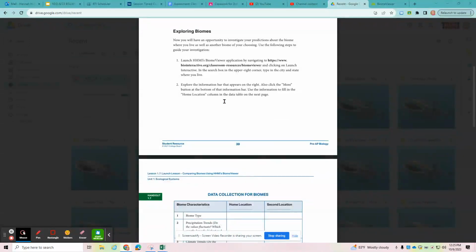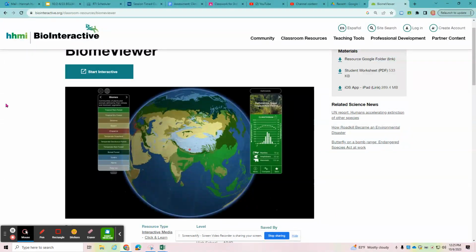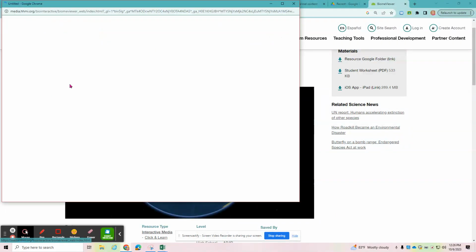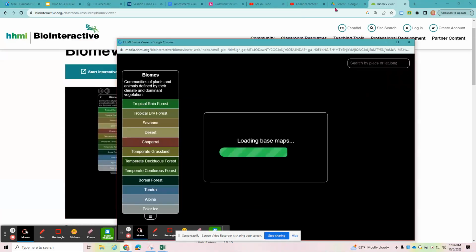Can't just drop you down in the rainforest, I'm sorry. So what we're going to do is launch HHMI's Biomeviewer application by going to this website. This is what the website looks like. Once you get to this point, you're going to click Start Interactive.